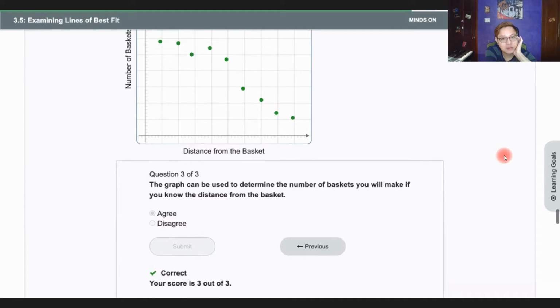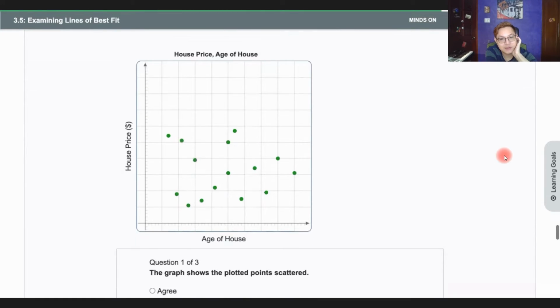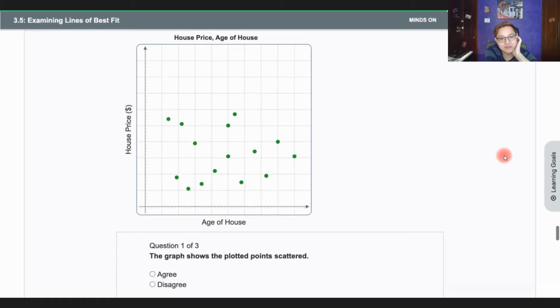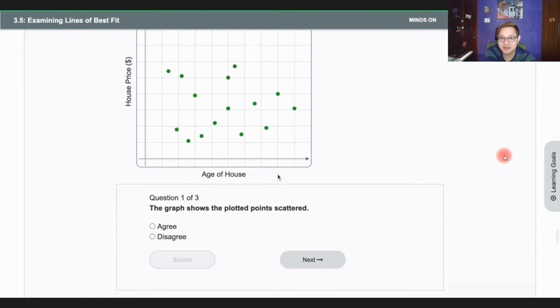Okay, house price, age of house. Of course, it's weird. Okay, so what can you see here? It's all scattered, everywhere, all over the place. So it means it doesn't follow any kind of pattern, isn't it? You might think that if the house is older, the price should be lower, right? But it doesn't work that way because it depends on other factors.